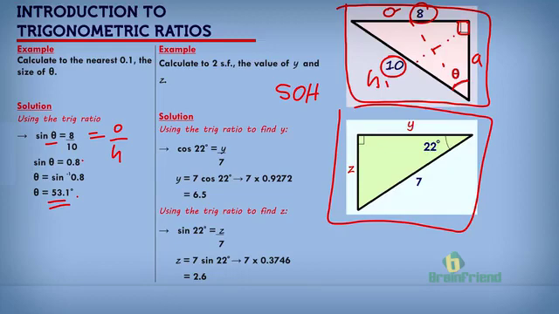Calculate to two significant figures the value of y and z. So here we have our triangle, we have our given angle, and we have side y and side z. Quickly first, we locate our sides. Where is our hypotenuse? The side immediately opposite the right angle. So that's the hypotenuse. The opposite side is the side immediately opposite the angle in question. So that's our opposite side, and that leaves us with the adjacent side. So now we've been able to identify all our sides.